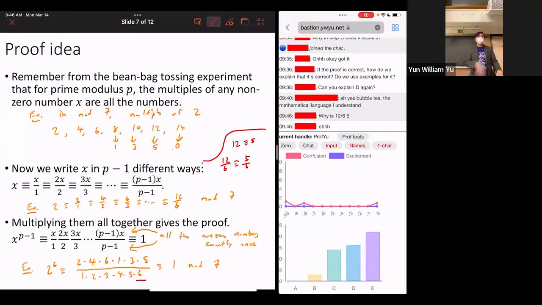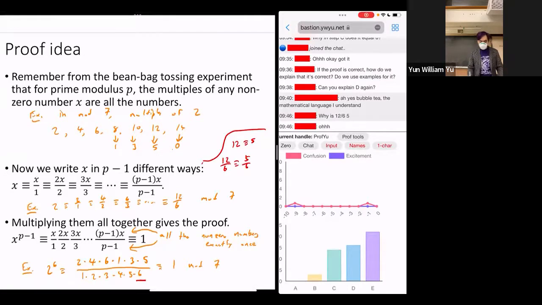So the whole key here is that when you're doing that tossing experiment, which seemed at first like just a silly game that I made you play, what you end up concluding is that you get every single number. And in fact, another thing that you might notice is that it takes you exactly p tosses to get back to your starting point. So if your starting point was 0, if you did exactly p minus 1 tosses, you get to every single item without repeating, and you wouldn't hit your starting point. And so if you rewrite this this way, what you show is that both the top and bottom are all the non-zero numbers. And so therefore, they all cancel out. And so you get exactly 1 for x to the p minus 1.